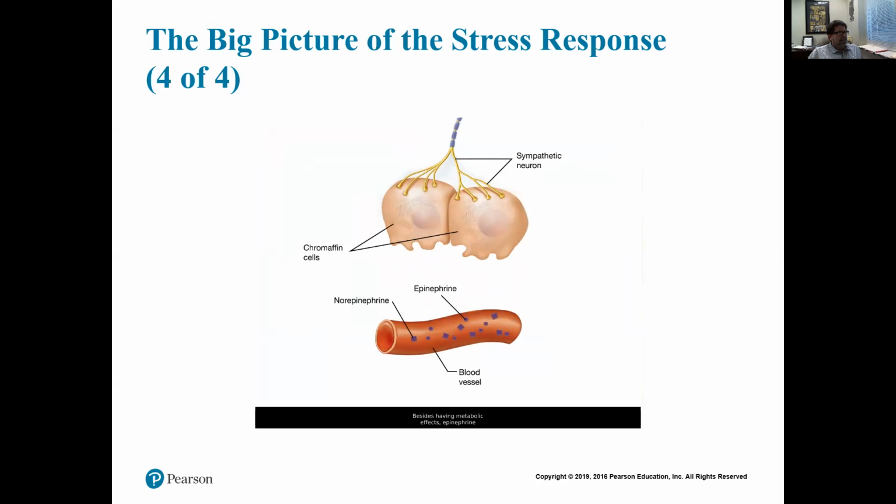Besides having metabolic effects, epinephrine and norepinephrine also cause an increase in heart rate and blood pressure and dilation of the airways. All these effects help the body tissues receive more oxygen so they can effectively produce ATP and have energy to respond to stress.